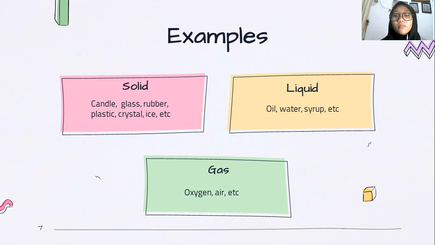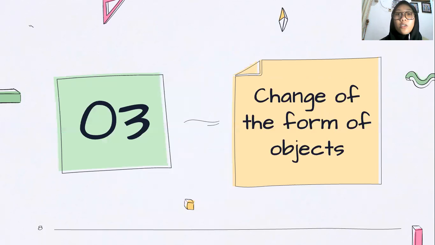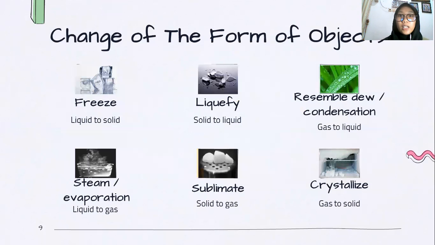Okay, and next topic is change of the form of objects. Change of the form of objects are events that change the shape of an object into a different form. Changes in the shape of these objects can occur due to the process of releasing or absorbing heat.